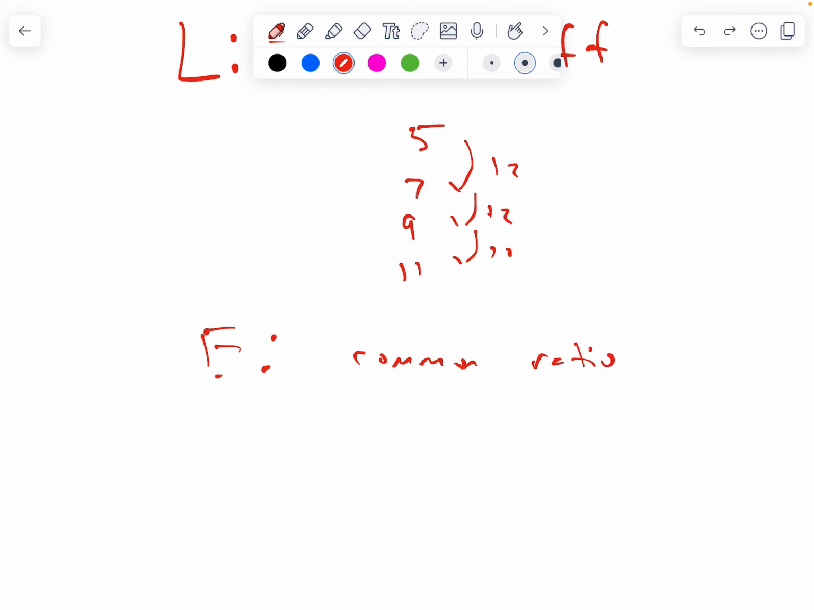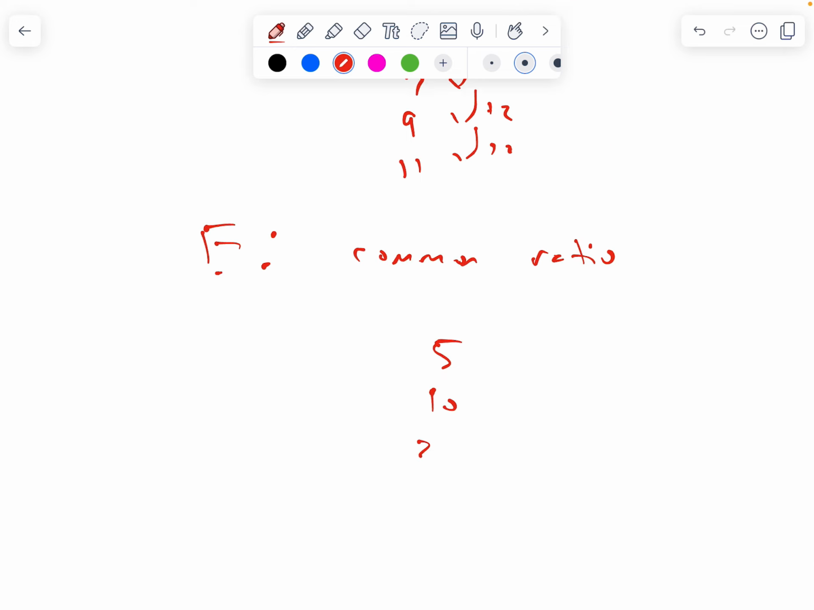An example of a common ratio would be like 5, 10, 20, 40. Timesing by 2, timesing by 2, timesing by 2. Now here the difference between 20 and 40 is not the same as the difference between 5 and 10, right?